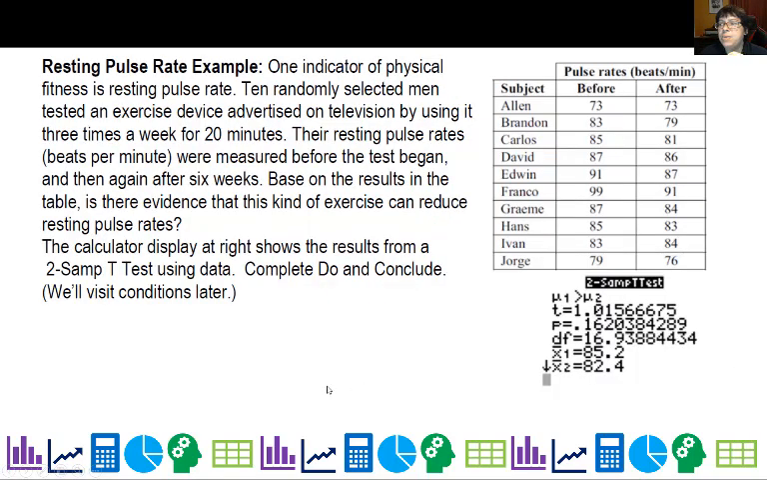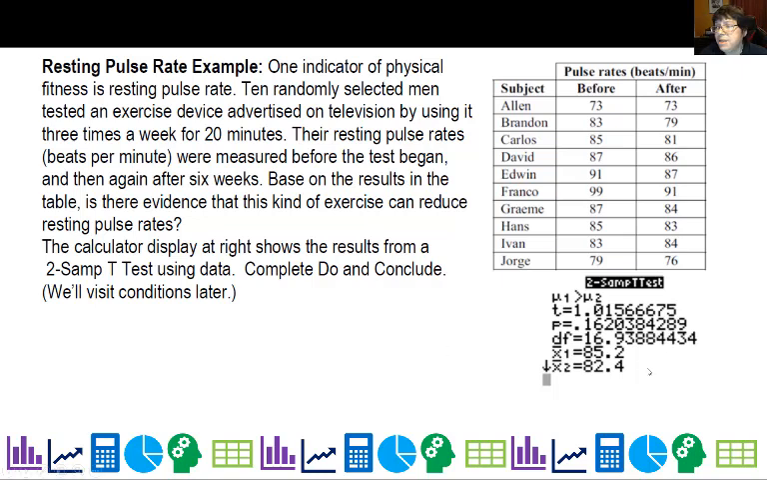Okay, so let's go ahead and look at another example. We're going to do pulse rates again, except this time we're testing out an exercise device. We have 10 randomly selected men. They're going to be using it 3 times a week for 20 minutes. Their resting pulse rates, in beats per minute, were measured before the test began, and then again after 6 weeks. Based on the results in the table, is there evidence that this kind of exercise can reduce resting pulse rates?